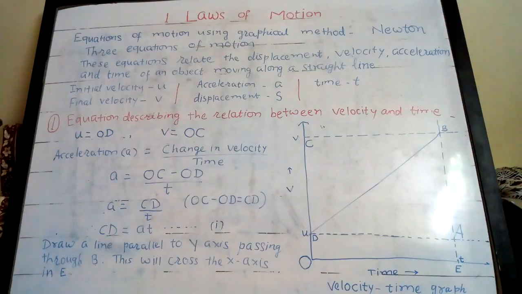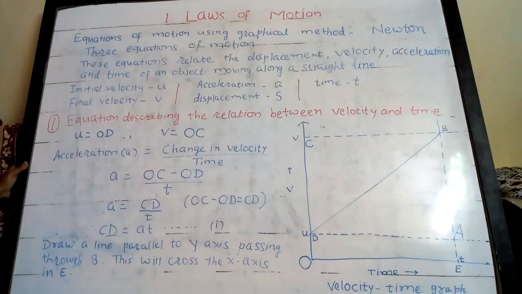So we have seen the graphical methods: the velocity-time graph, uniform accelerated motion, etc. I have told you that this is the base for knowing the equations of motion. Those equations were given by Newton. He has given 3 equations of motion, and the equations of motion are derived according to the graphical method. These equations relate the displacement, velocity, acceleration and time of an object moving along a straight line.